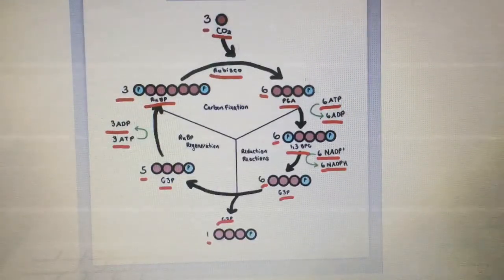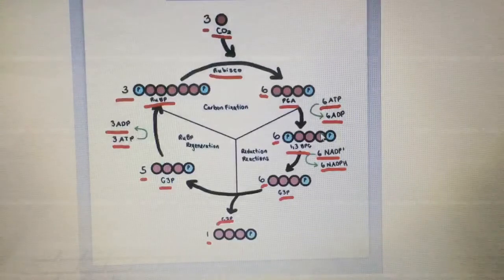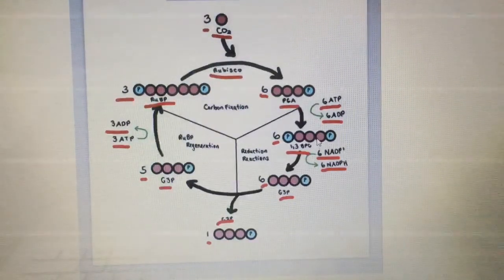From the Calvin cycle, we can calculate the total number of ATP and NADPH used. Here we can see 6 ATP plus 3 ATP, so a total of 9 ATP is used, and 6 NADPH is used. This is for 3 Calvin cycles. So for 1 Calvin cycle, it will use 3 ATP and 2 NADPH.